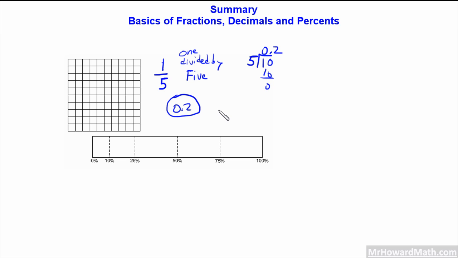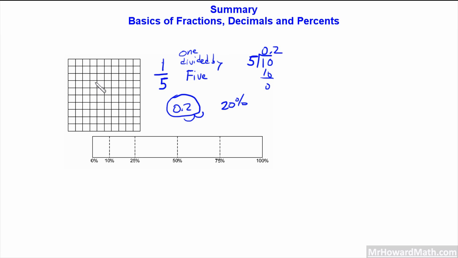Alright, and then we wanted also the percent. Right? Okay, so the way we can do that is take our decimal, move it 2 places to the right, add a percent sign, remember? So that's just 20%. We moved it 1, 2, that becomes 20, add the percent sign, and we are done.